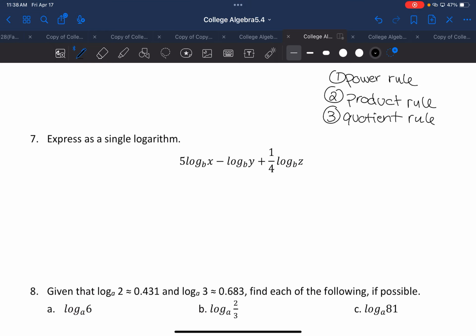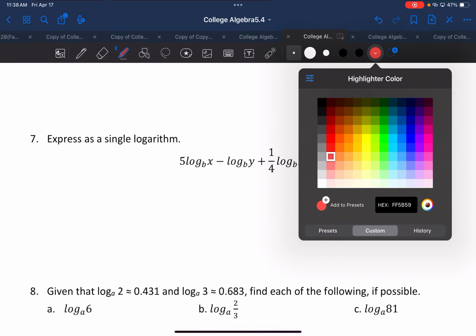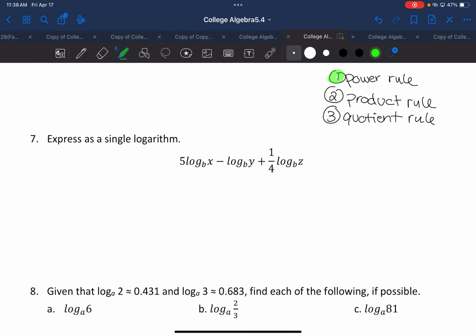Okay. So this is our problem. They want me to express it as a single log. So for the power rule, I'm looking for things that are being multiplied in front of the log. So this has a 5 in front of it, and this one has a 1/4 in front of it, right? So let me just write that rule for you backwards. If it's n times log base a of m, this is equal to log base a of m to the nth power. So now I'm just putting that back up as its exponent.